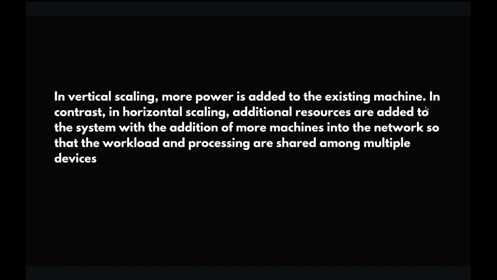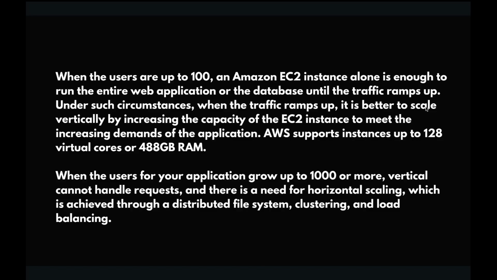Whereas in horizontal scaling, that means we are adding more machines, and we can utilize services like AWS Auto Scaling, which will automatically add EC2 instances when a particular threshold is reached, based on, let's say, CPU utilization. So that comes in terms of horizontal scaling. Let's take an example. Let's say when the users are up to 100, an EC2 instance alone is not enough to run the entire application and database until the traffic ramps up.